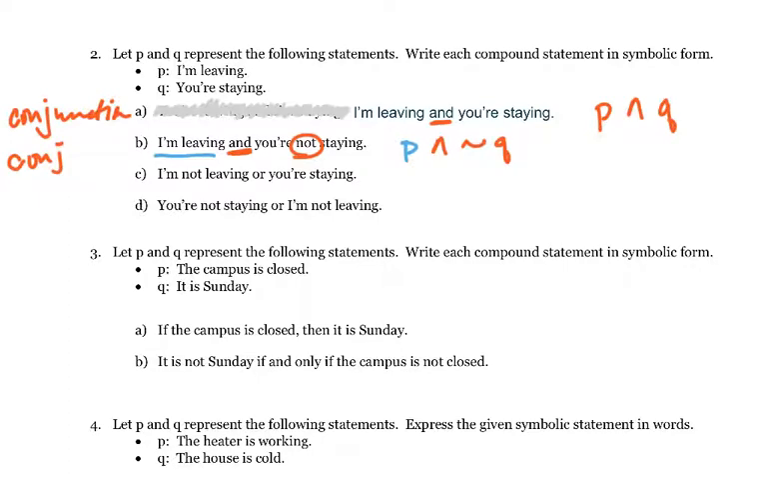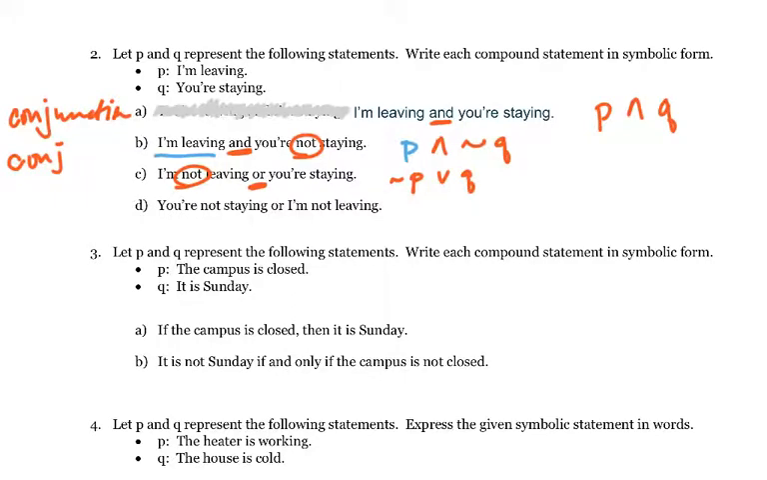Okay, for C, I'm not leaving or you're staying. So we have a disjunction because it's an or statement. We have a negation for that first part, I'm leaving, it becomes I'm not leaving. So that's going to be not P or, and then Q is you're staying. It's not negated, so that's just not P or Q.